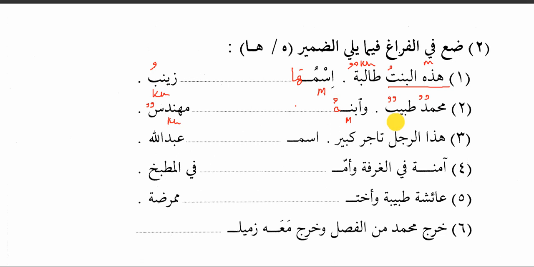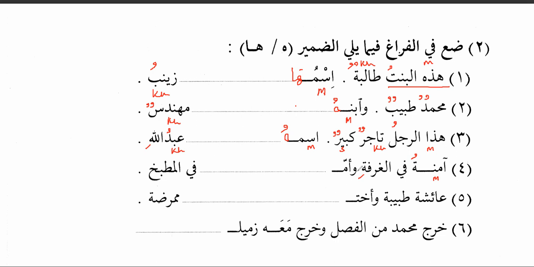هذا الرجل تاجر. صفة, كبير. مبتدأ, خبر, and صفة. اسمه, we are talking about رجل. اسمه مبتدأ عبد الله. Name is an idafa, so mudaf will be dhamma because we have our khabar here. Aminatu mubtada fil ghurfati. We have our khabar here.